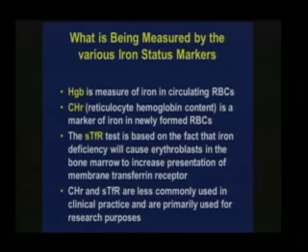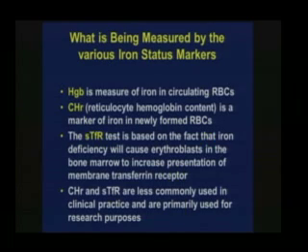Hemoglobin, of course, we all know about. The CHR is the reticulocyte hemoglobin content. You have to read it backward. It's a marker of iron inside newly formed red cells. The serum transferrin receptor is a test based on the fact that iron deficiency will cause erythroblasts in the bone marrow to increase presentation of the transferrin receptor. So whenever there's iron deficiency, the cells make more transferrin receptor, some of which leaches out into the circulating blood, and we can measure it.